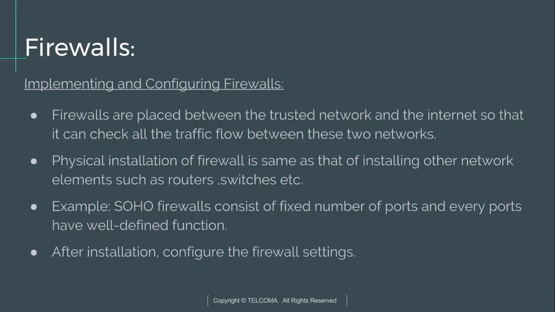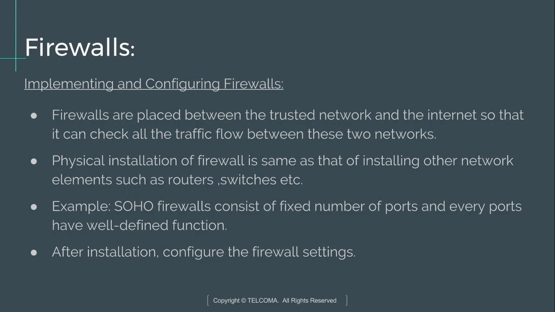Next is how to implement and configure these firewalls. The firewalls are placed between the trusted network and the untrusted network, that is the internet. We have to place the firewall between these networks so that it can check all the traffic flow between them. The physical installation of a firewall is the same as installing routers and switches. For example, SOHO firewalls consist of a fixed number of ports, and each port has a well-defined function. So it is easy to install these SOHO firewalls in the network.